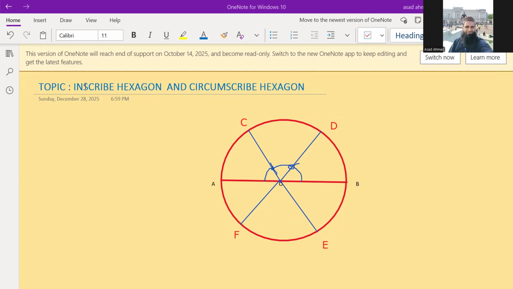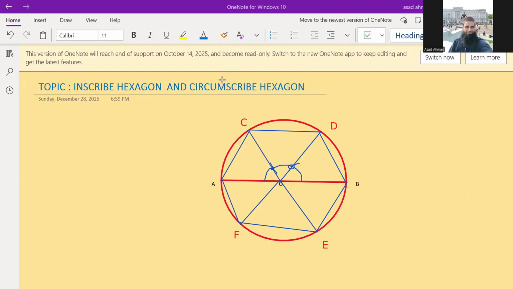You just need to join these points internally: A to C will be joined, C to D will be joined, D to B, B to E, E to F, and F to A. So this is how you will be able to get the hexagon inside the circle. All the vertices are passing through the corners, the circle is passing through all the corners. So this is called an inscribed hexagon.